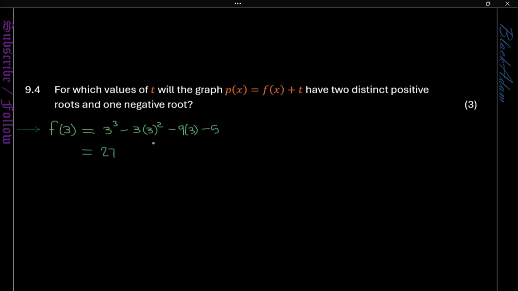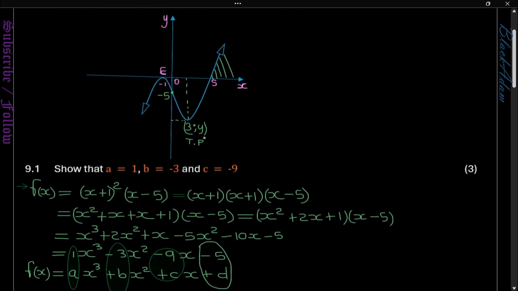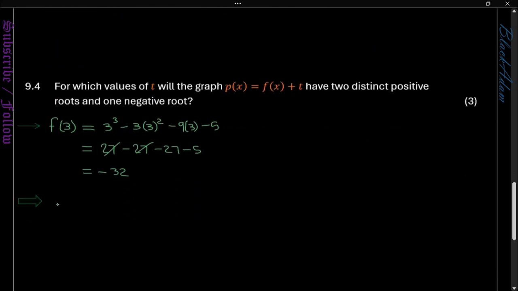So that will give us 27, then -27, then -27, -5. So the 27 cancels out, and we have -32, because -27 plus -5. So our turning point there gives us a value whereby when x is 3, y is going to be -32. So our point would be (3, -32). So it's from -5 less than y less than -32. So that's our answer.